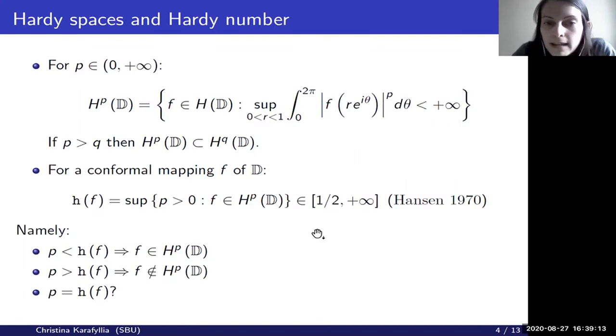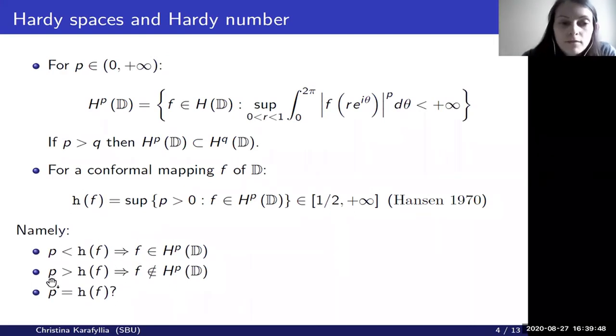For a conformal mapping f of the unit disk, we can also define the Hardy number of f, which was first introduced by Hansen in 1970. The Hardy number is the supremum of all exponents p for which the function f belongs in H^p. And in case of conformal mappings, it's a real number greater than or equal to 1/2, or infinity. So the definition means that for every p less than the Hardy number, f belongs in H^p, but for every p greater than the Hardy number, f doesn't belong in H^p.